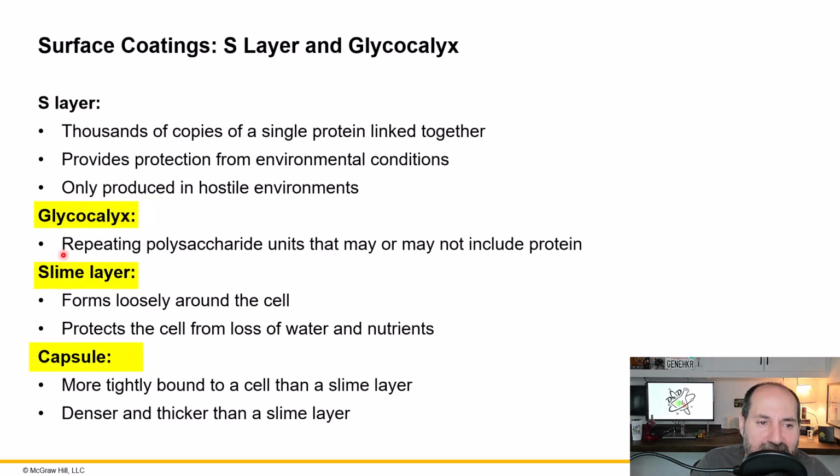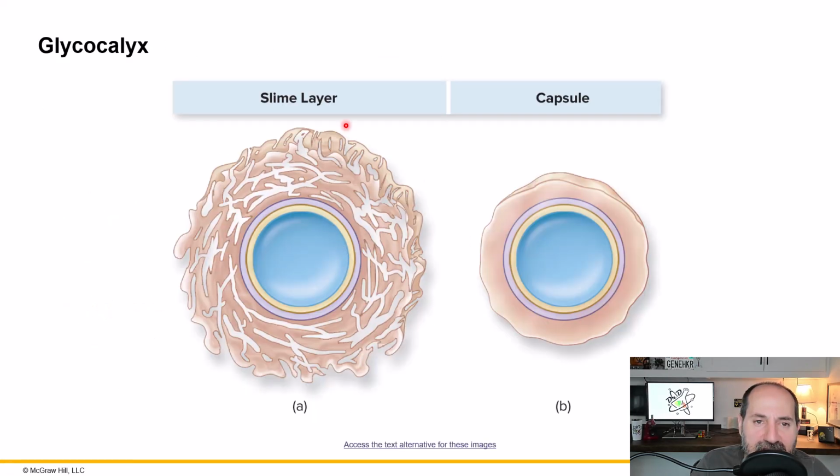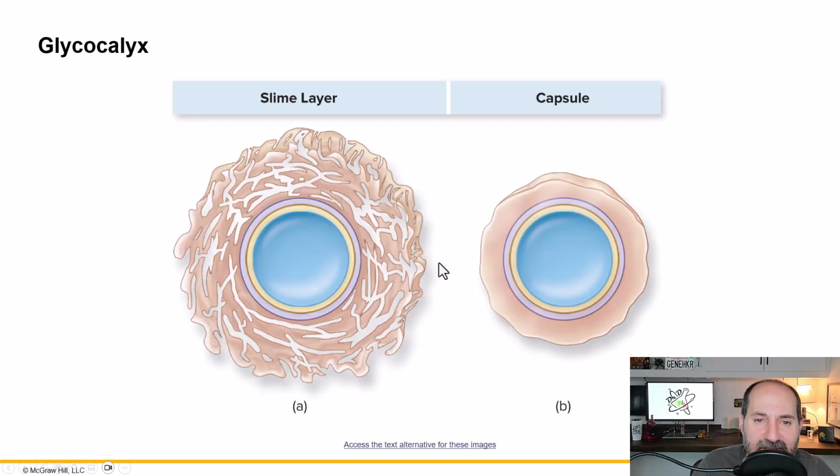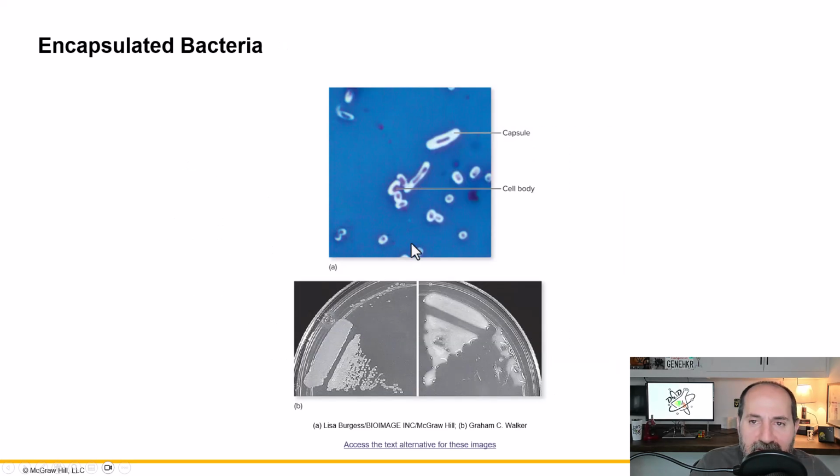Remember the glycocalyx, polysaccharide units, which may or may not include protein. The slime layer is loosely associated with the cell, while the capsule is more tightly associated with the cell. Here you can see a capsule versus a slime layer. Here you can see a capsule with the capsule stain.